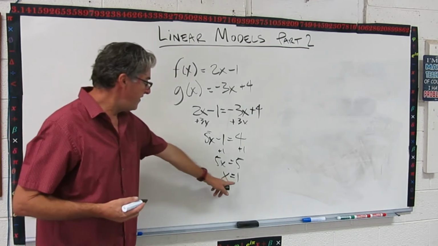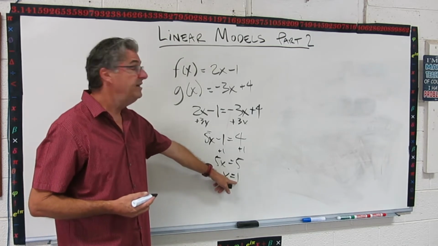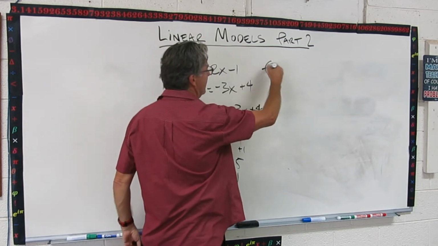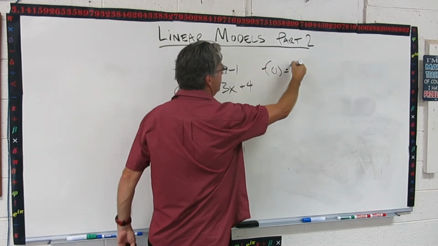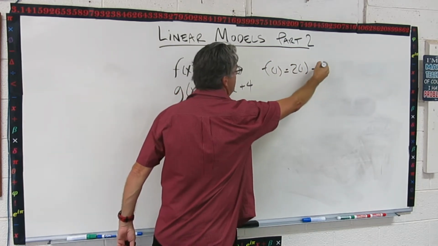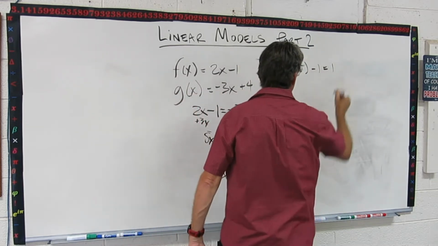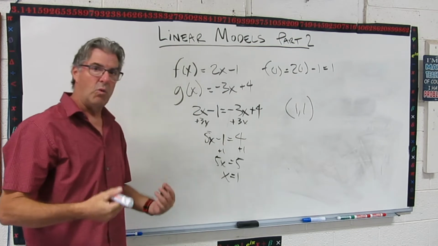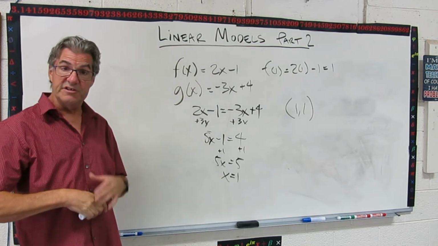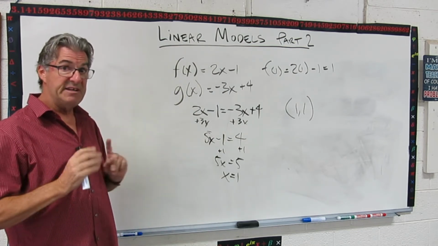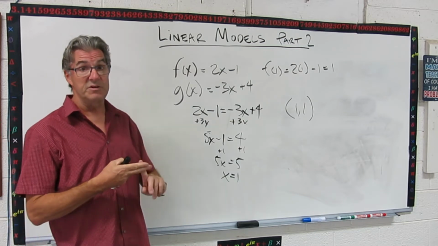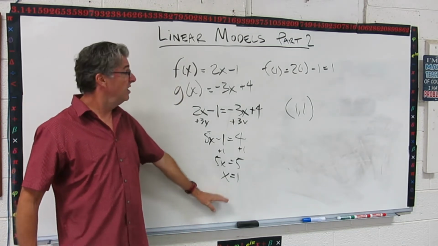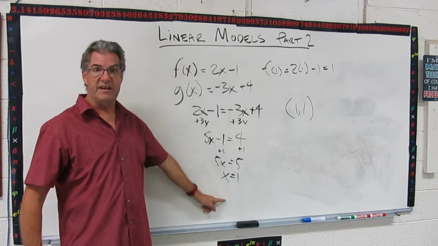Now to find the second coordinate, we just take the 1 and put it into either equation. I'm going to go ahead and use f of x. So f of 1 is 2 times 1 minus 1, which does equal 1. So our intersection point is (1, 1). Now your calculator can do this for you, and that's great, but pay attention to instructions on tests and quizzes, because if it says find that intersection point algebraically, you're going to need to use a technique like this.